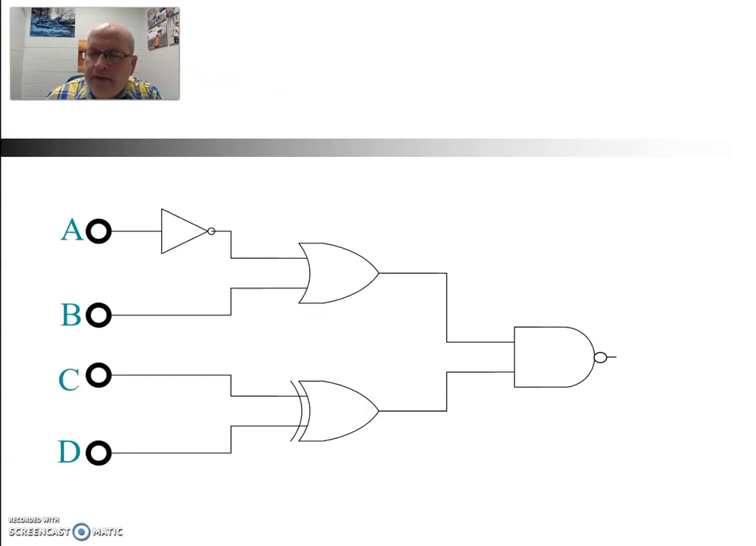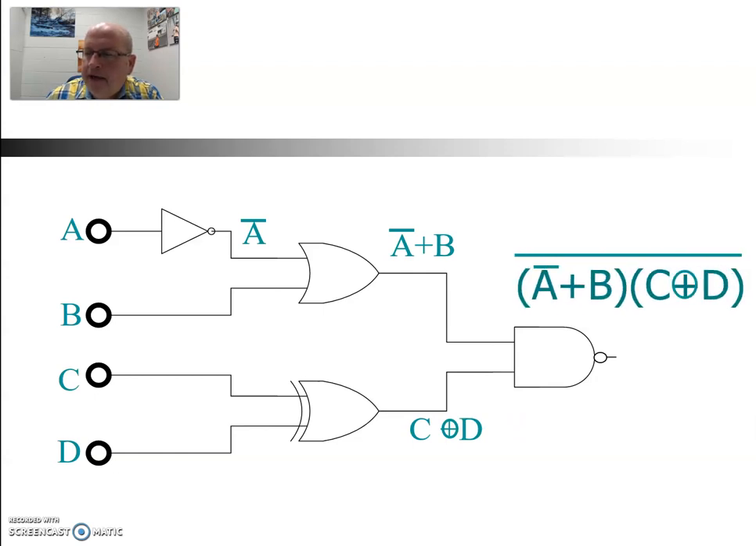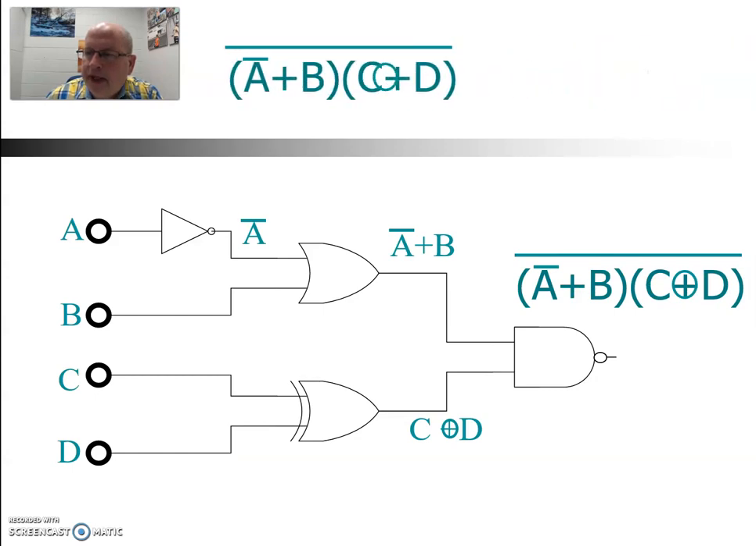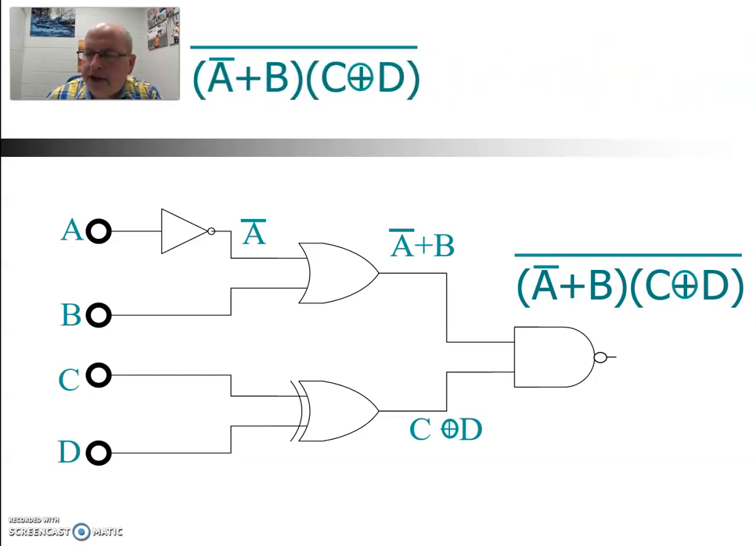And here's another one. First of all, we have to invert the A, and then the A and B are ORed together, and then the C and D are going to be exclusive ORed. And then we have to do a NAND function at the end, so multiplication with the overbar. And that gives us this expression.